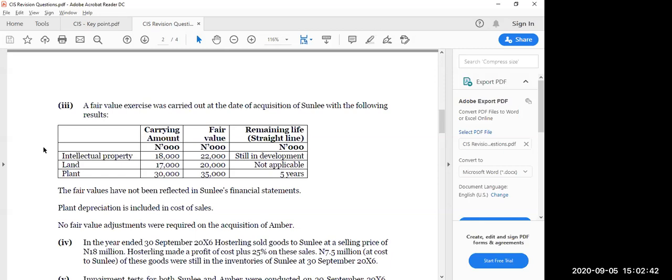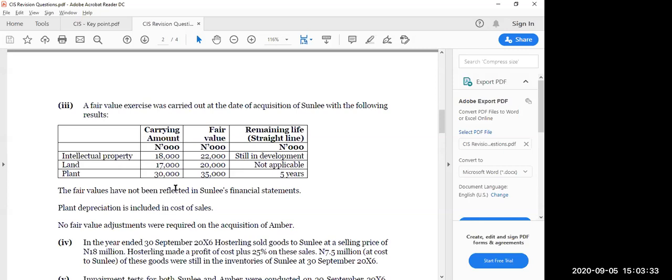The fair value exercise was carried out at the date of acquisition of Sunly with the following results. So all this information has been provided. So if you recall, when you are dealing with the fair value of the subsidiary's net asset, 2 things are involved. 1, a fair value adjustment, and 2, an extra depreciation or a reduction in depreciation. So in this table, you can see clearly the carrying amount and the fair value of the subsidiary's net asset. Fair value adjustment arises from the difference between these 2.